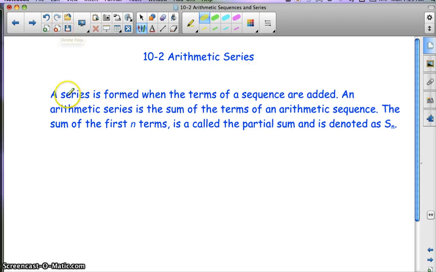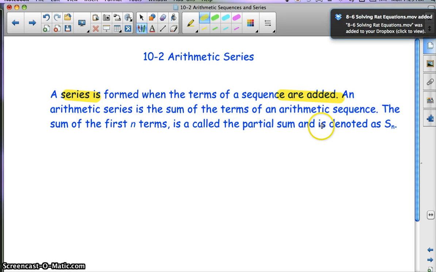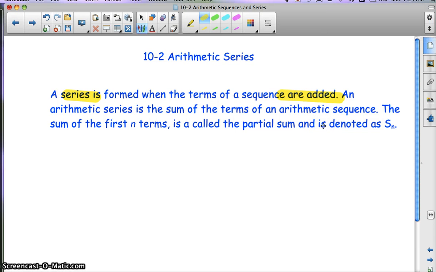So a series, here's some more vocab for you. A series is formed when the terms of a sequence are added. An arithmetic series is the sum of the terms of an arithmetic sequence. The sum of the first n terms is called the partial sum and is denoted by S sub n. So we're talking about sums here, and I'm going to show you how we can find those sums.